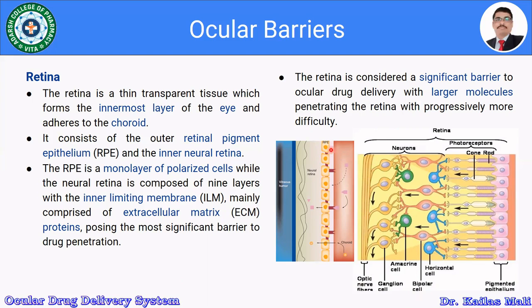So the RPE is a monolayer of polarized cells, while the neural retina is composed of 9 layers, with the inner limiting membrane, mainly comprised of extracellular matrix proteins, posing the most significant barrier for drug permeation. So the retina is considered a significant barrier to ocular drug delivery, with large molecules penetrating the retina with progressively more difficulty.